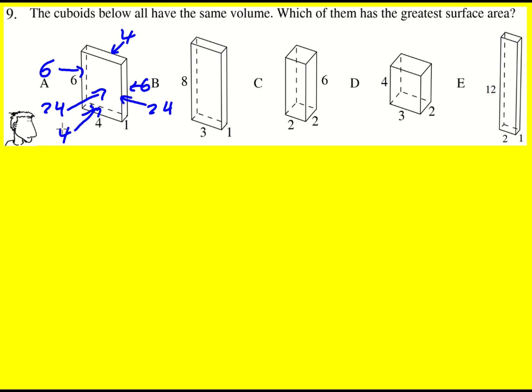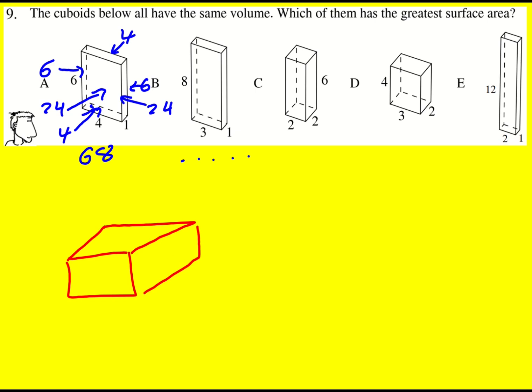Add these up. I would actually probably do 6 plus 24 plus 4, that's going to be 34, times by 2 gives 68. And you can proceed and find the other ones. I want to show you an even better way of doing it. And it's worth knowing how to find the general formula for the surface area of a cuboid, or learn how to actually derive it.